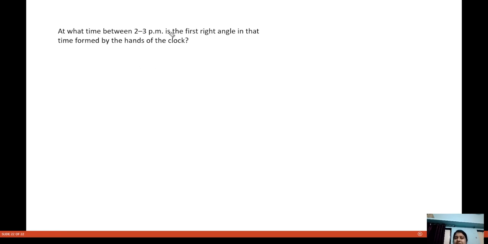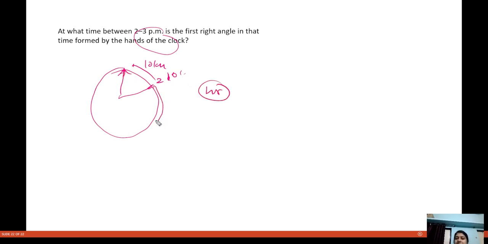Let us consider again what we did here. At exact 2 o'clock, your minute hand was 10 kilometers behind your hour hand. To make the right angle, your minute hand has to move 15 kilometers past. So overall, it has to cover a distance of 25 kilometers.